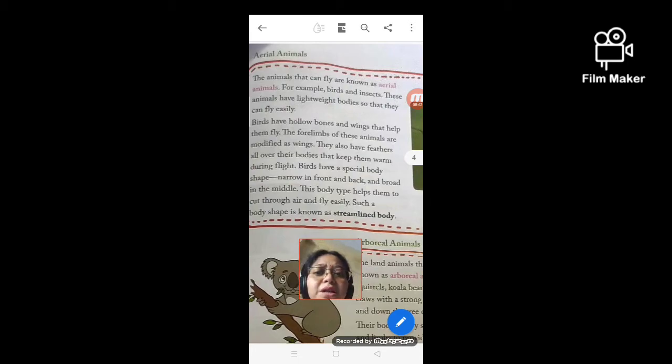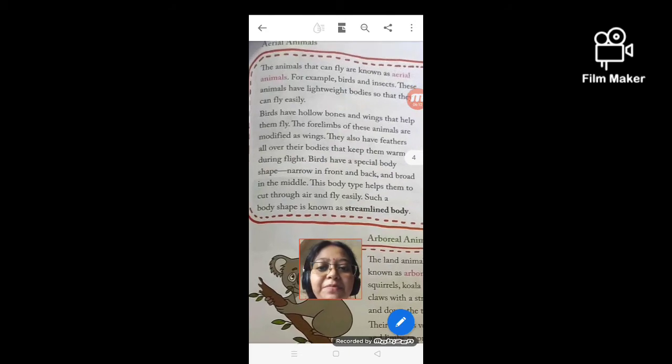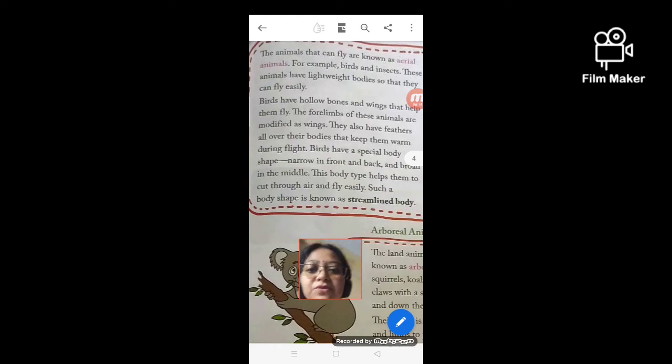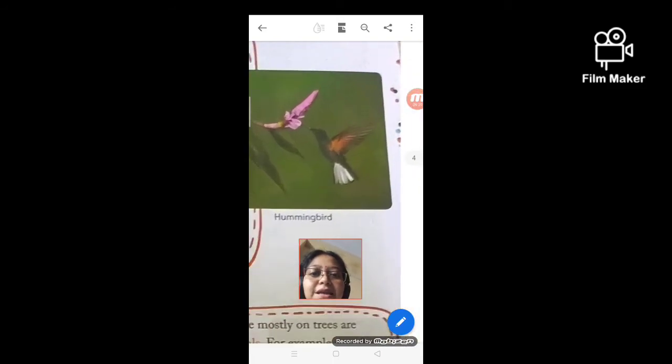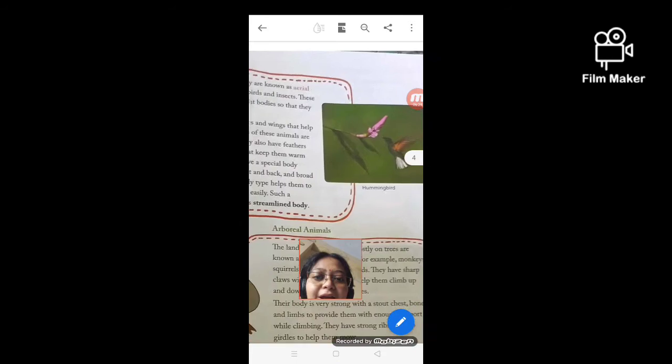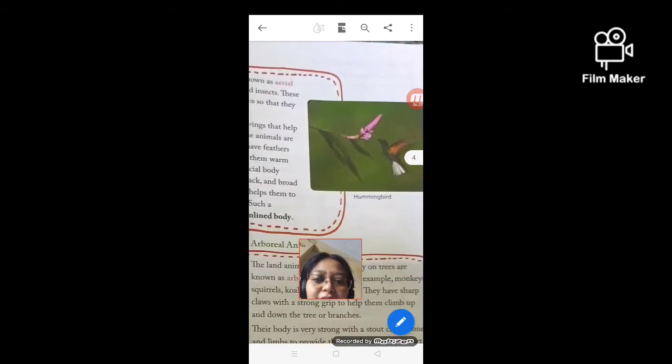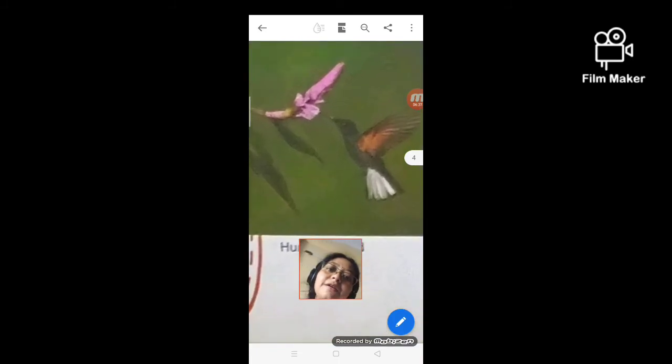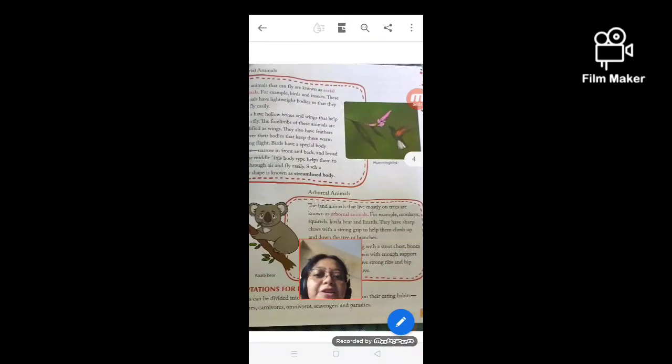And birds have a special body shape, narrow in front and back, and broad in the middle. This body type helps them to cut through air and fly easily. Such a body shape is known as a streamlined body. As you can see their body shape, it is very narrow in front and back, and broad in the middle. That is why they can fly, and this kind of body shape is known as streamlined body.